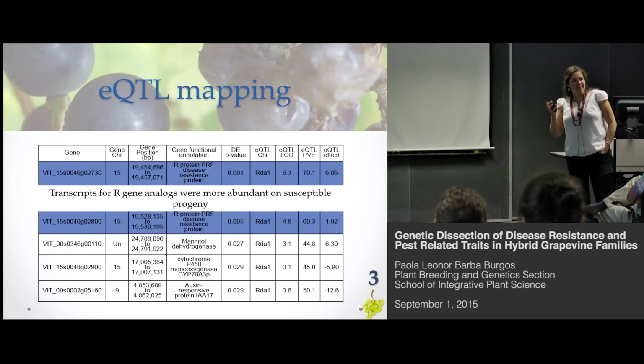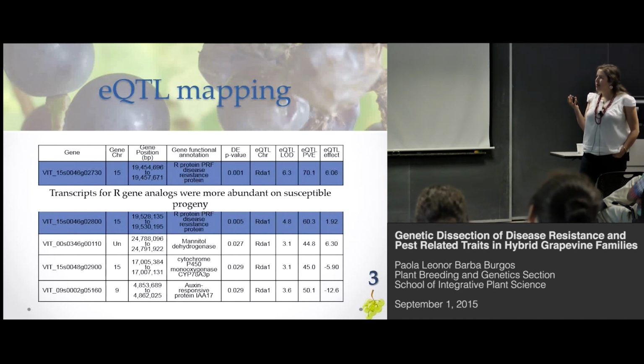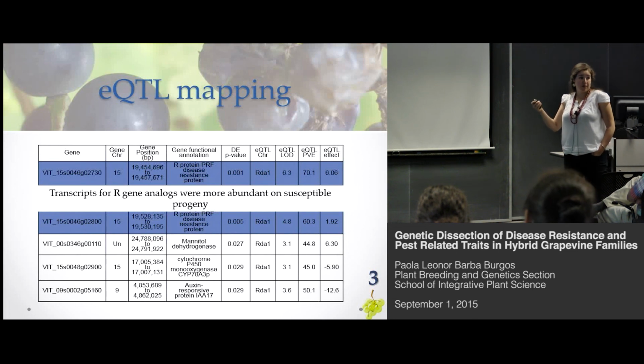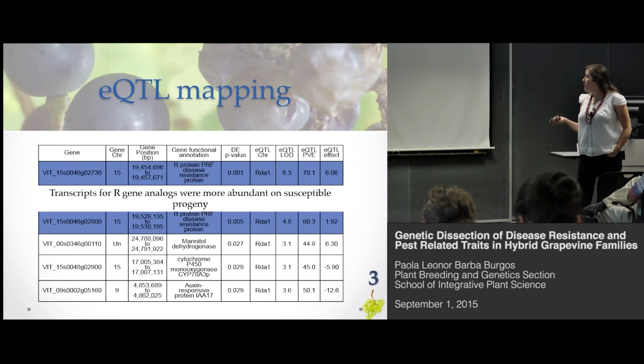So that opened more questions, and then we thought, oh, maybe, because the R genes work with cell death, maybe that's opening the gate to the hemibiotrophic pathogen. So that's the question that we're trying to solve now.